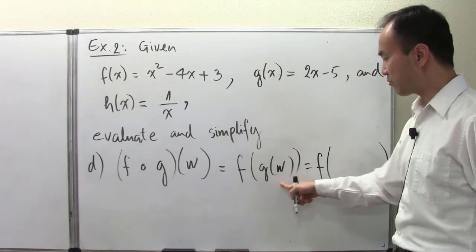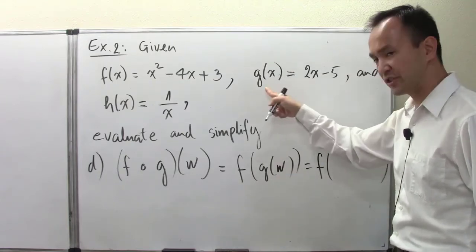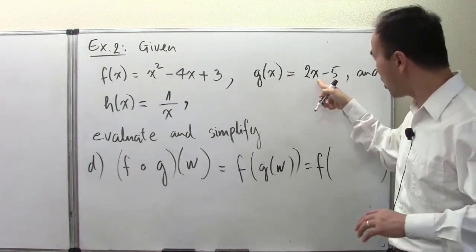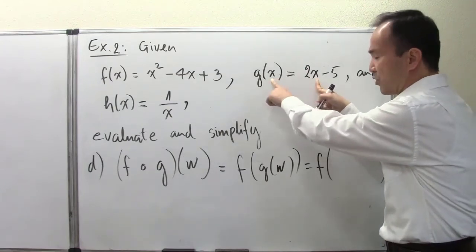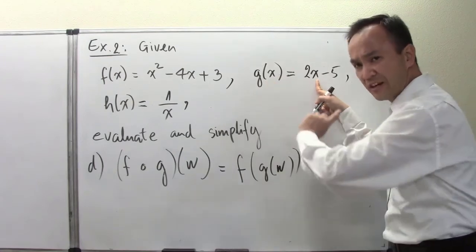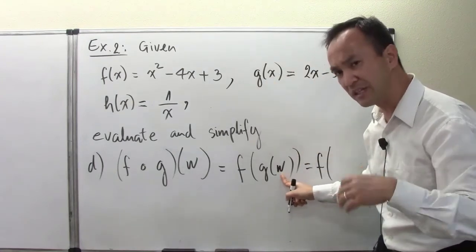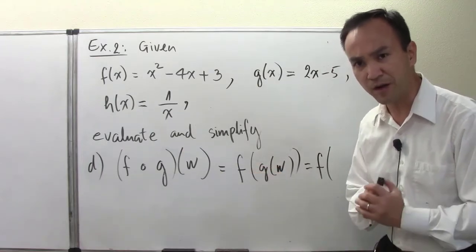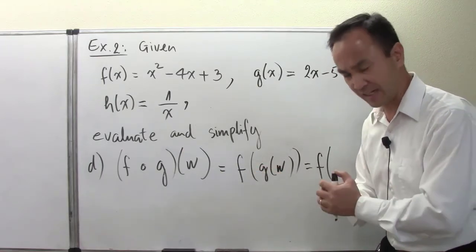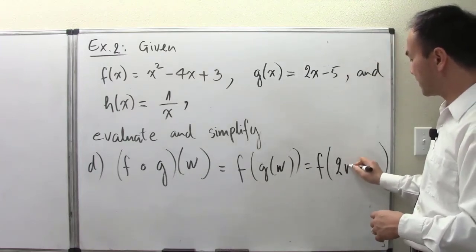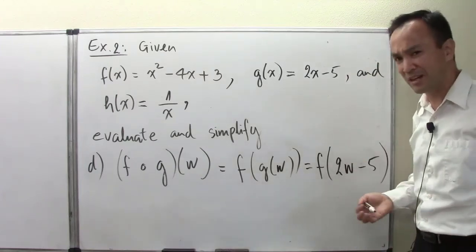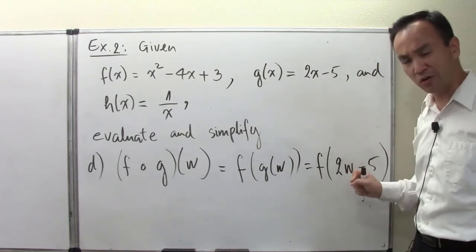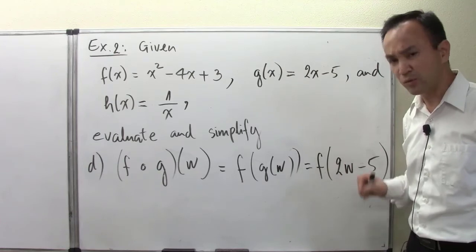It means it's going to be f of the expression that g represents, which is 2x minus 5. But this was when we used x as the name of the input variable. Here we use w as the name of the input variable, so simply w replaces x. That means here we're looking at 2w minus 5. It's surprisingly simple, but it can be tricky for somebody, so that's why I have to mention this.